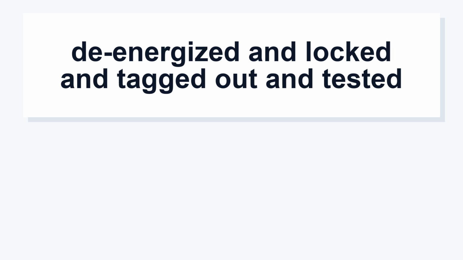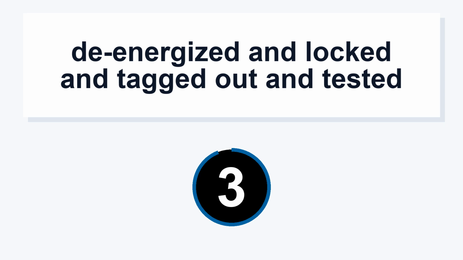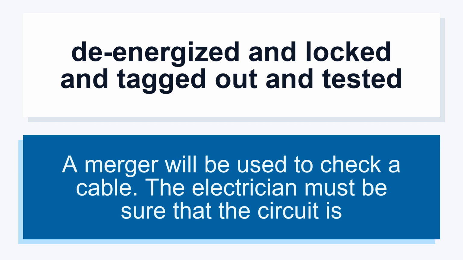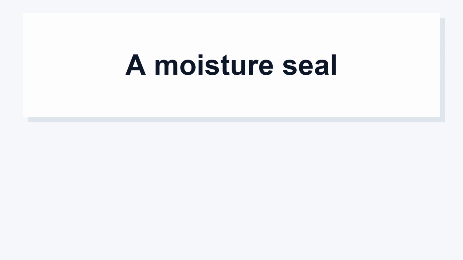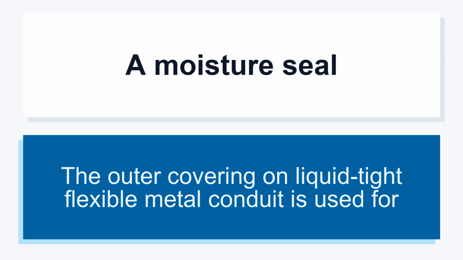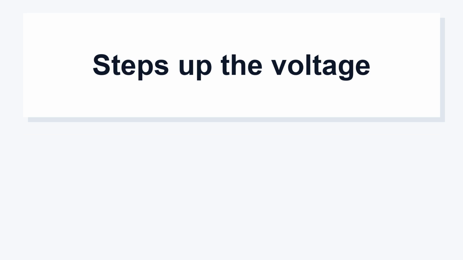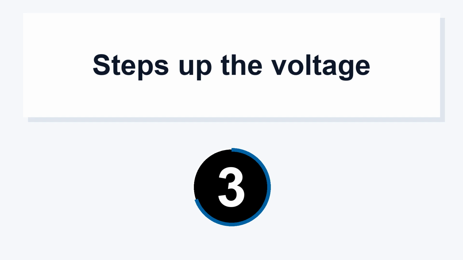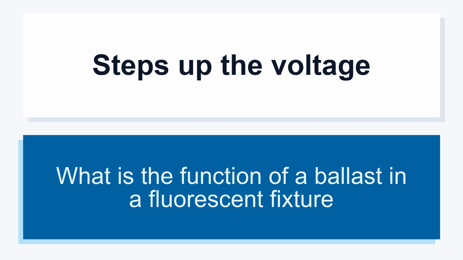De-energized and locked and tagged out and tested. A megger will be used to check a cable. The electrician must be sure that the circuit has a moisture seal. The outer covering on liquid-tight flexible metal conduit is used for? Steps up the voltage. What is the function of a ballast in a fluorescent fixture?